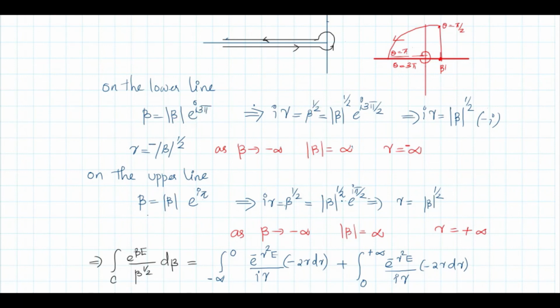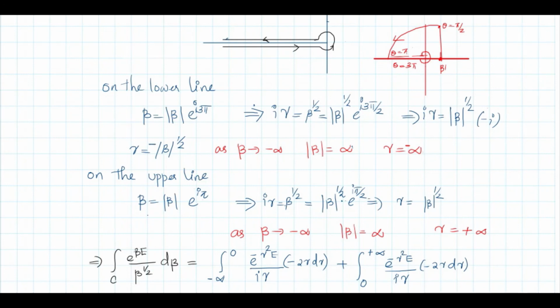Because beta is mod beta e raised to i 3 pi, beta raised to half is mod beta raised to half e raised to i 3 pi by 2. e raised to i 3 pi by 2 is minus i. This i and i will cancel. Gamma is minus mod beta raised to half. When beta tends to minus infinity, what is magnitude beta? That will be infinity. Magnitude beta is always positive. So the magnitude of beta is infinity, and gamma is minus infinity. So on this lower line, your limit of gamma should be minus infinity to 0. What about the upper line?